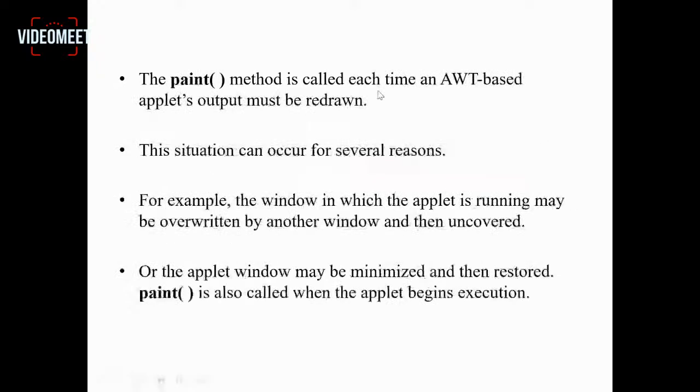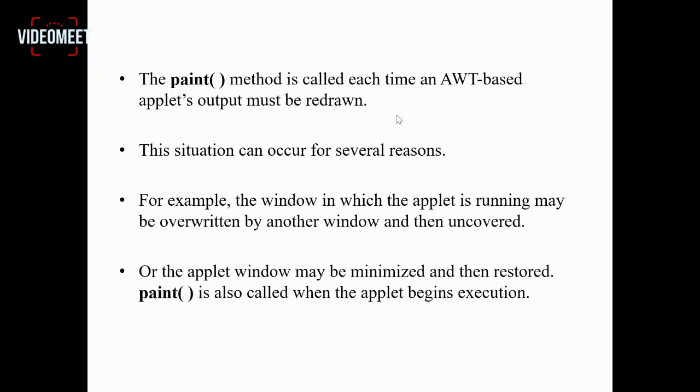So the paint method is called each time in AWT based applets output must be redrawn. So each time you maximize your window and again the same content that was displayed earlier must be displayed again now. It must be visible to the user. So the paint method will be again called. So in that way, paint method will be called multiple times.